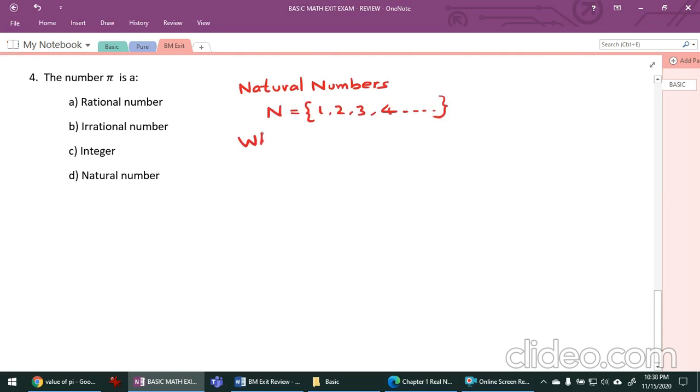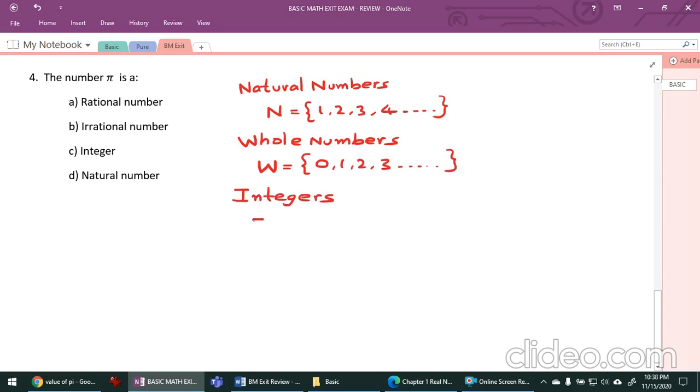The second one is whole numbers. You will write W. W starts from 0, 1, 2, 3, like that. Then we have integers. Integers we will write Z: minus 3, minus 2, minus 1, 0, 1, 2, 3, etc.